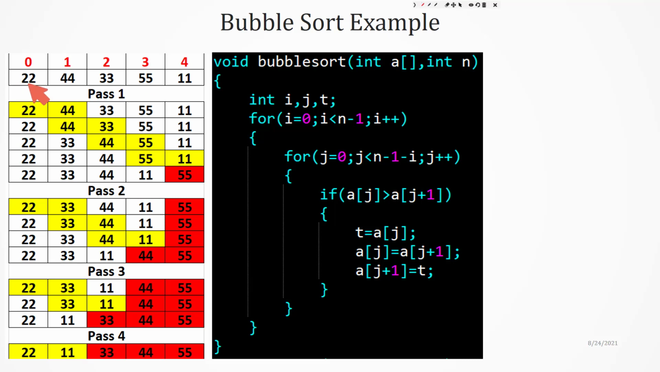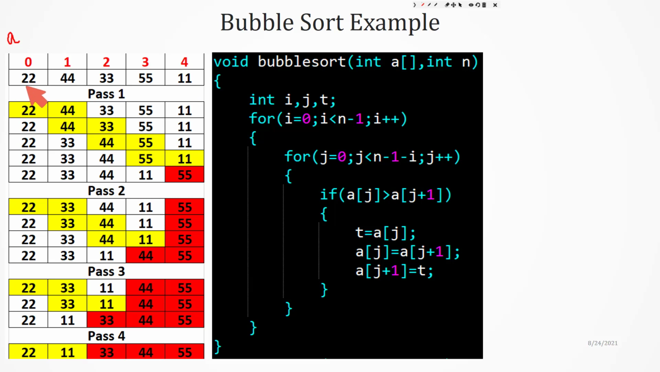So I have an unsorted list: 22, 44, 33, 55 and 11. Imagine I have stored it in an array A. In index position 0, 22 will be there. In 1, 44 will be there. In 2, 33 is there. In the third index position, 55 will be there. And in the fourth index position, 11 will be there.